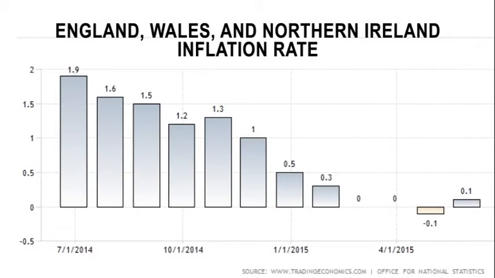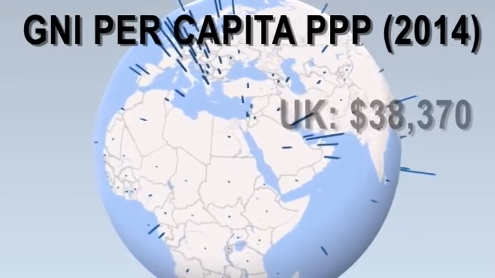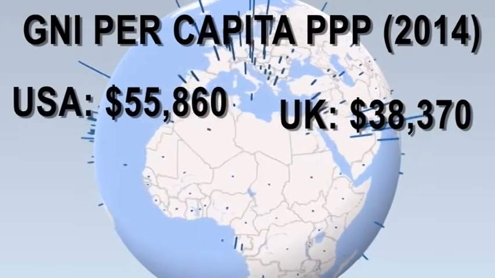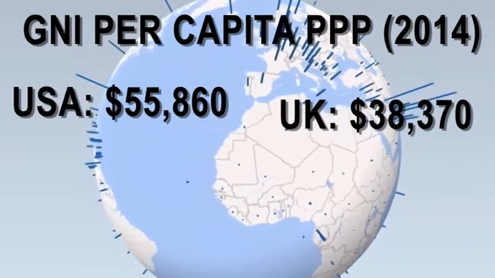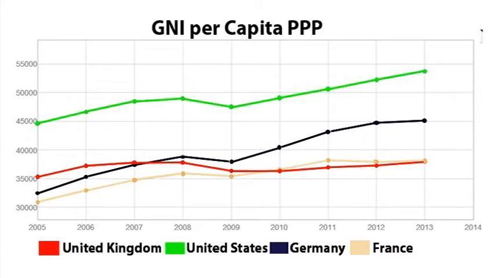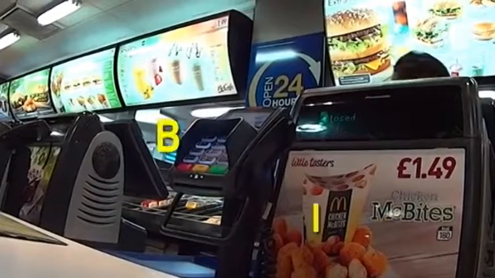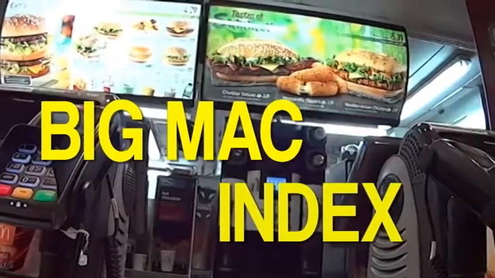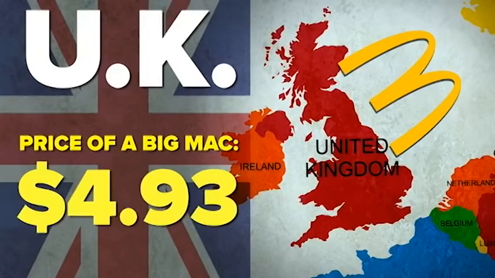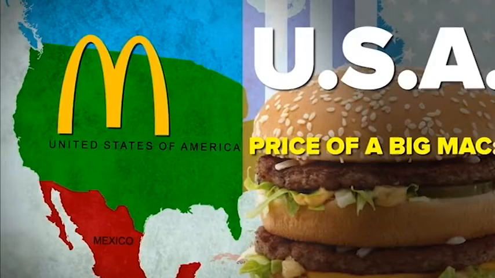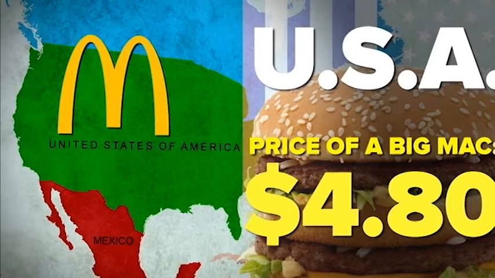The inflation rate is decreasing, reaching 0.1% in England, Wales, and Northern Ireland, and 0.5% in Scotland. The UK GNI PPP per capita is 70.6% of the USA PPP. Such PPP also places the UK behind Germany, France, and all Scandinavian countries. By applying the Big Mac Index, we can see that the cost of a Big Mac in the UK is $4.93 as compared to $4.80 in the US.